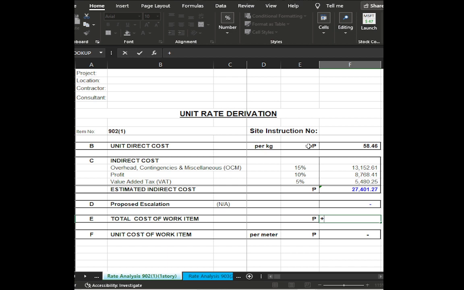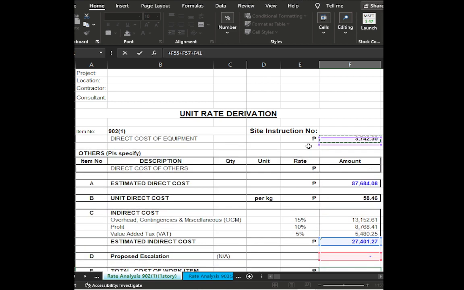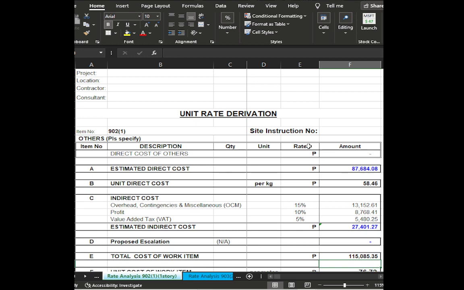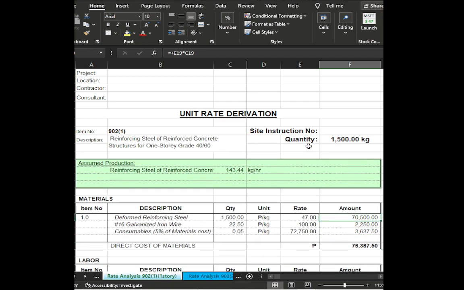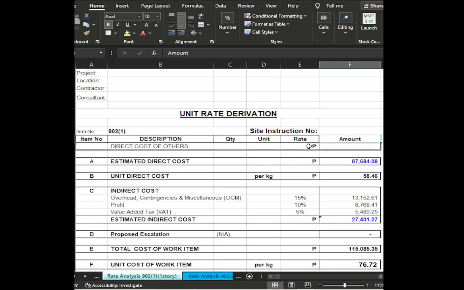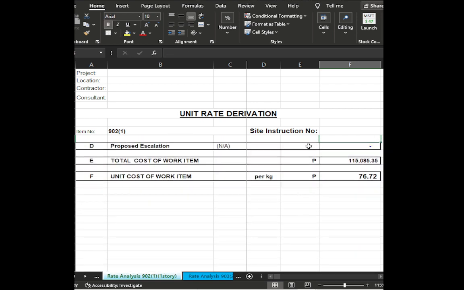So the total cost for work item is the sum of these, or we will add this escalation if we have, then plus the direct cost. So that is 115,000. So the per kilogram unit cost of work item is 76.72, which is the total cost of work item divided by 1,500, this one, our quantity. So the unit cost is 76.72.